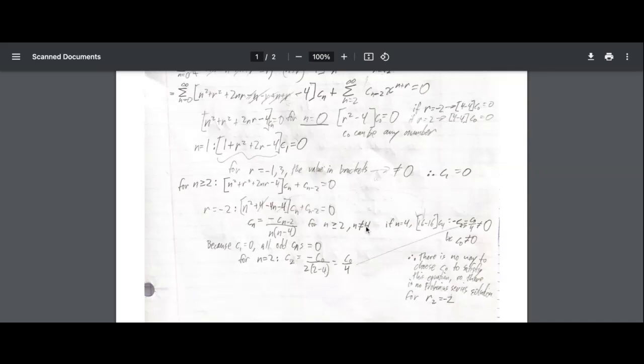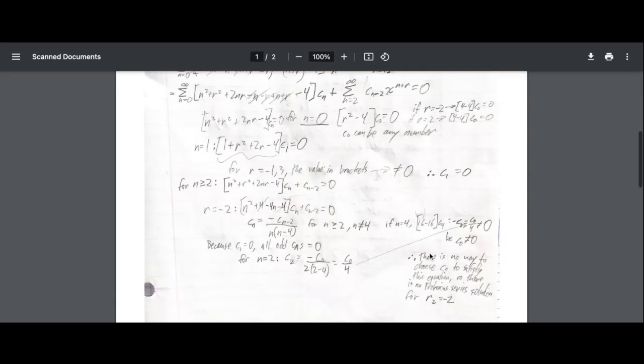Obviously we can't have n equal 4. That's not allowed. You could also verify this by saying if n equals 4, you go back and look at that original equation. That would just mean that c of naught equals 0, and this was not the case beforehand. If there's no way to choose c of 0 to satisfy the equation, then there's no Frobenius series solution for r equals -2. I think that is the correct reasoning.